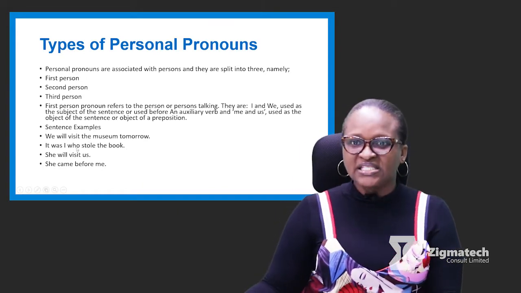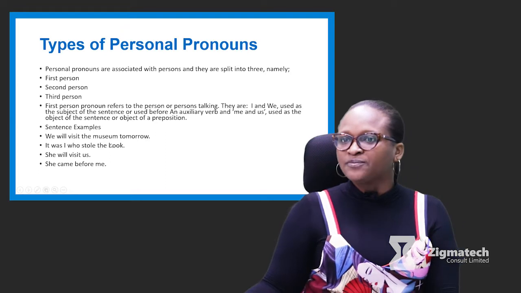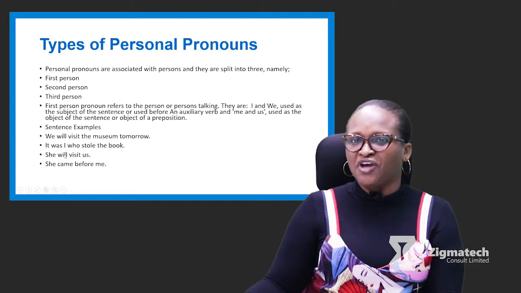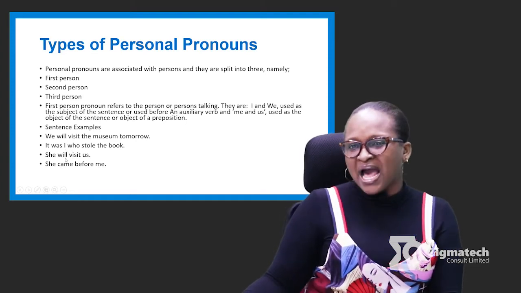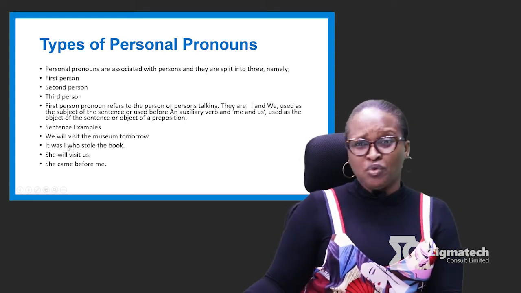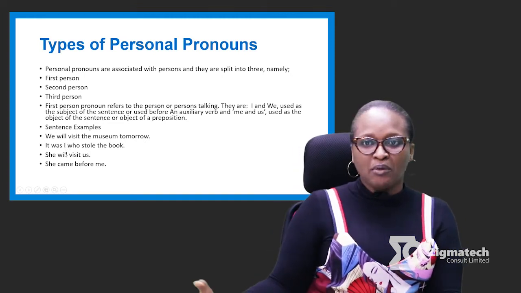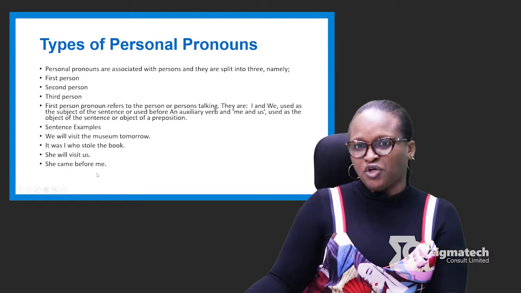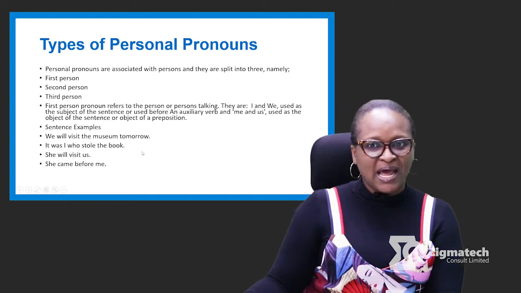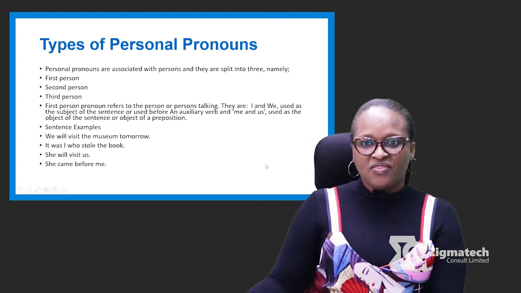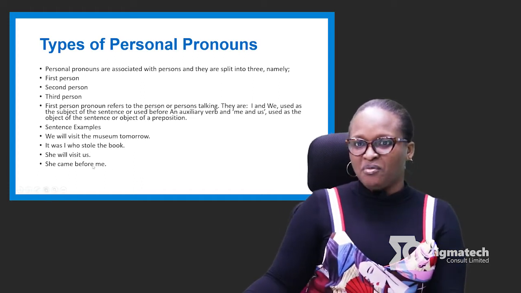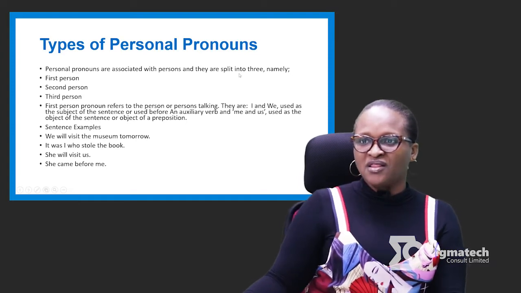The second one says, it was I who stole the book. Now, it is important that we note that when we make use of auxiliary verbs in a sentence and there is a demand for a pronoun, basically we must use the subject personal pronoun, be it on the first person, the second person, or the third person. That we would look at when we get to the principles that we must apply when making use of personal pronouns. Now we have another example saying, she will visit us. Remember, we are looking at the first person pronouns, and the 2 are I and we.